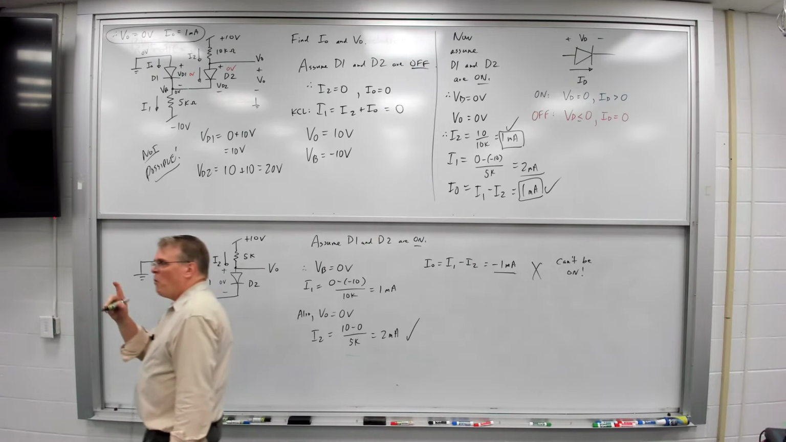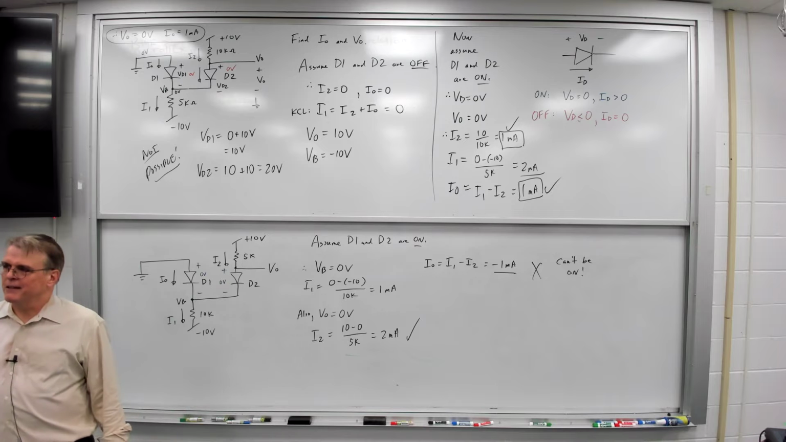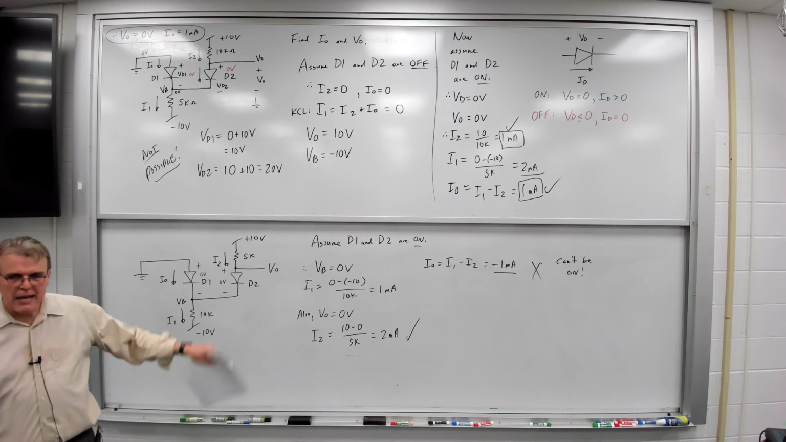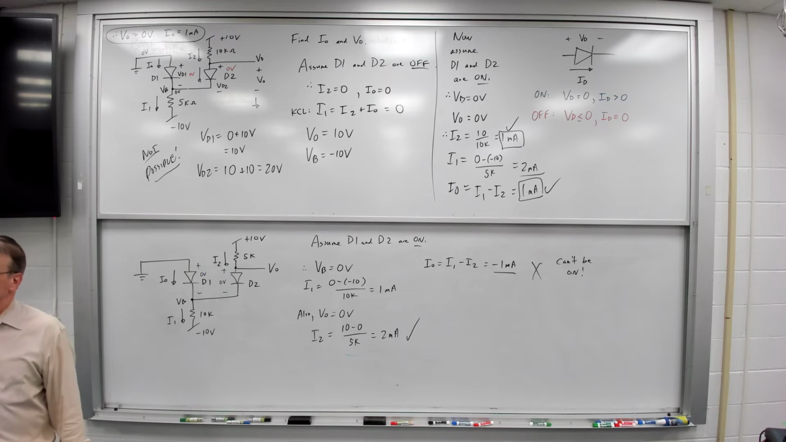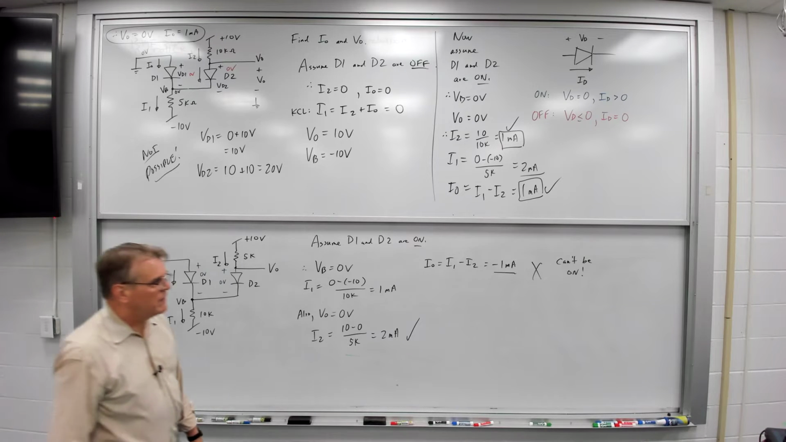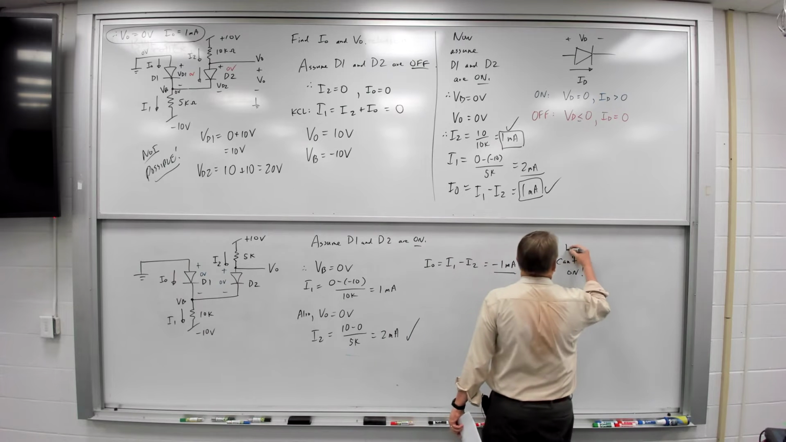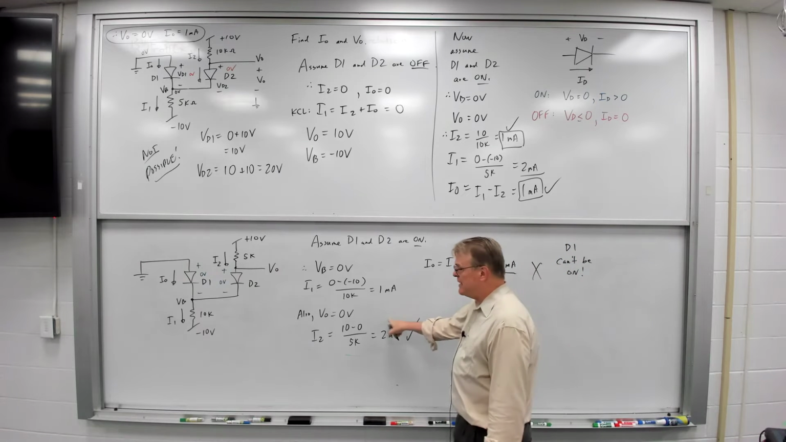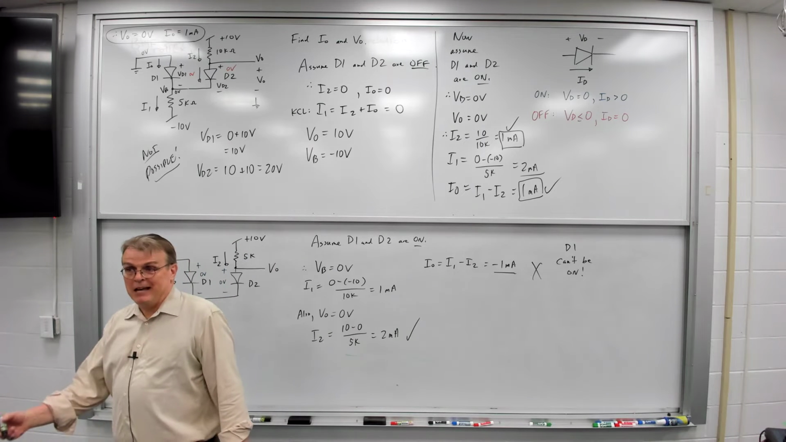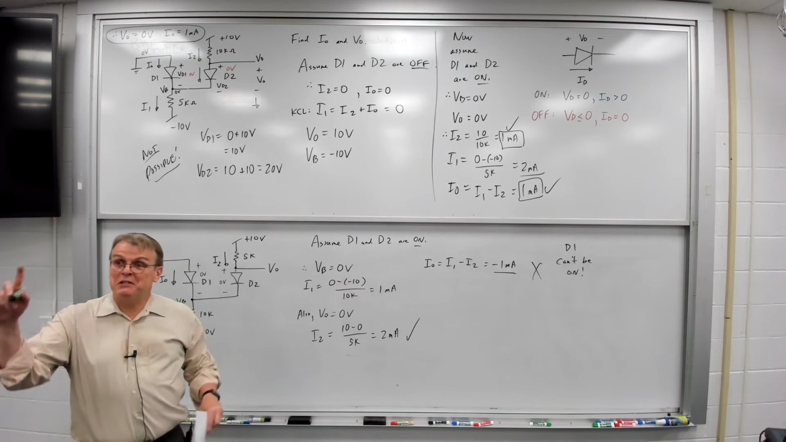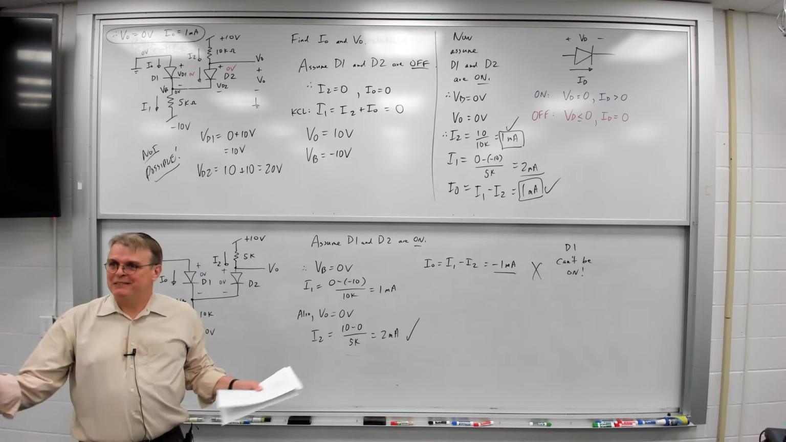So what is my next logical guess? Since I know they can't both be on, what would be the next guess you would make, given what I've just seen from these assumptions? Well, D1 can't be on, D2 is on, so what do I guess next? How about we assume D1 is off and D2 is on, all right?